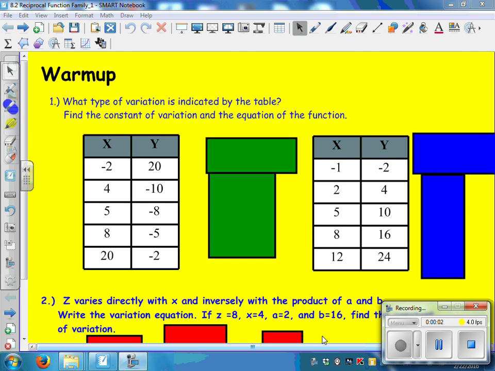Good afternoon. These notes are for section 8.2, the reciprocal function family. Before you begin the notes for today, please complete the warm-up problems number 1 through 5. Pause the video and then come back and check your answers.